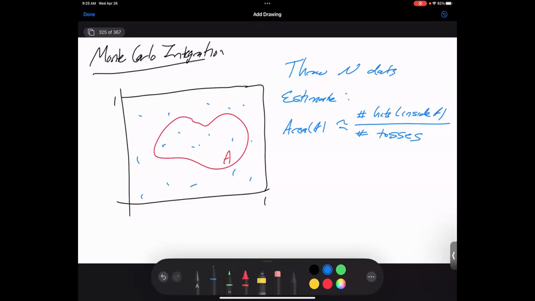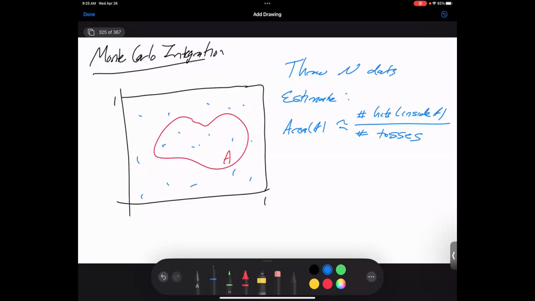Sure, so we see how many times our toss lands inside A, and we divide by the number of tosses. Let's say that A has area 1/2, and the whole thing has area 1. If A has area 1/2 and every part of the square is as likely to be hit as every other, then I should land in A half the time. If A has area 1/3, then I should land in A 1/3 of the time. And so the more dots I throw, the more accurate this should be.